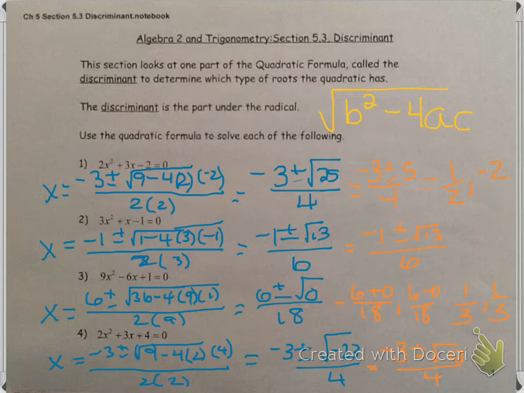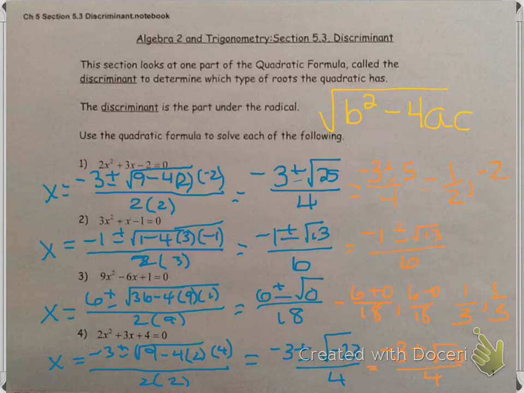So if you look at the roots that we've got, for the first one we got -2 and 1/2. For the second one, we've got -1 plus the square root of 13 over 6 and -1 minus the square root of 13 over 6. For the third one, we got 1/3 twice. And for the last one, we have -3 plus the square root of -23 over 4 and -3 minus the square root of -23 over 4.